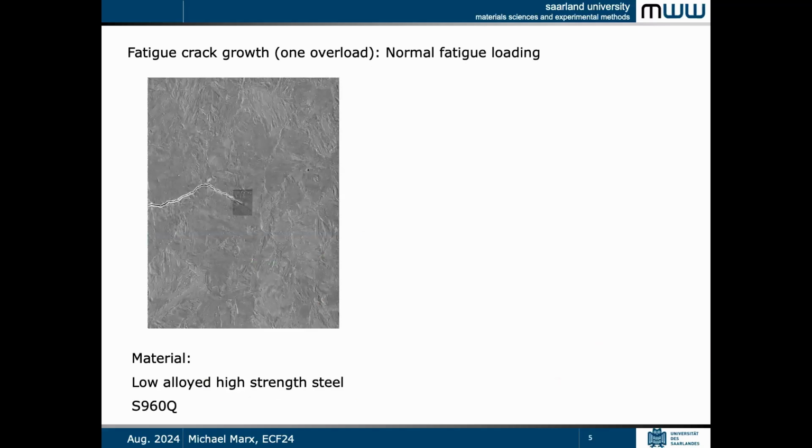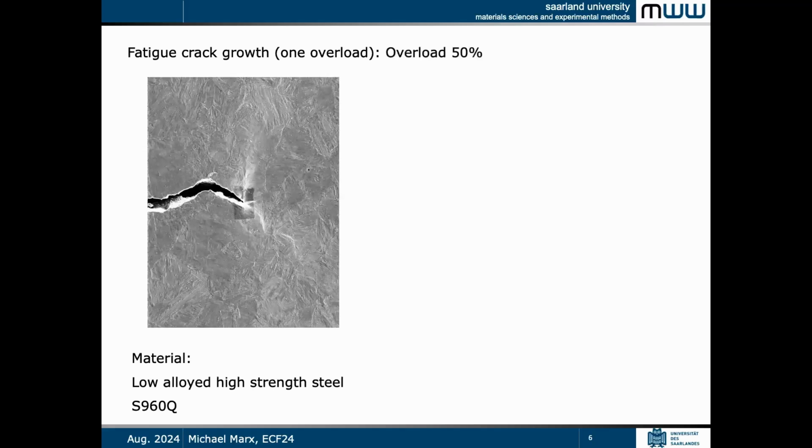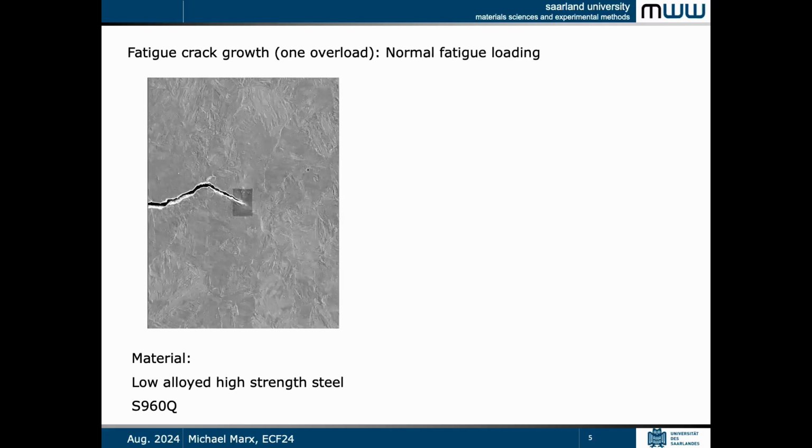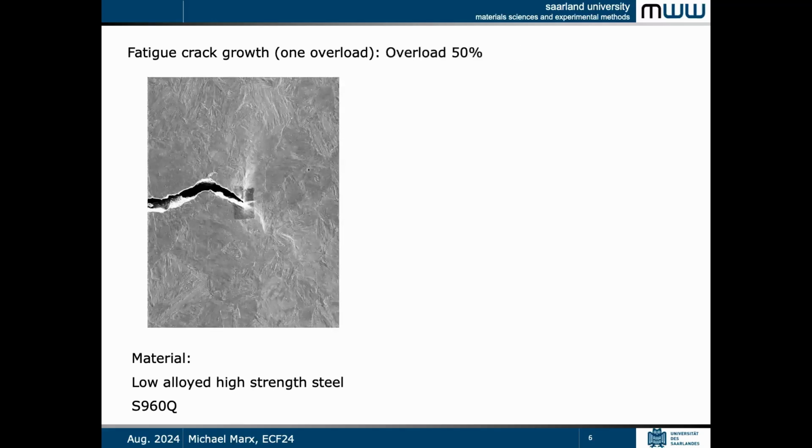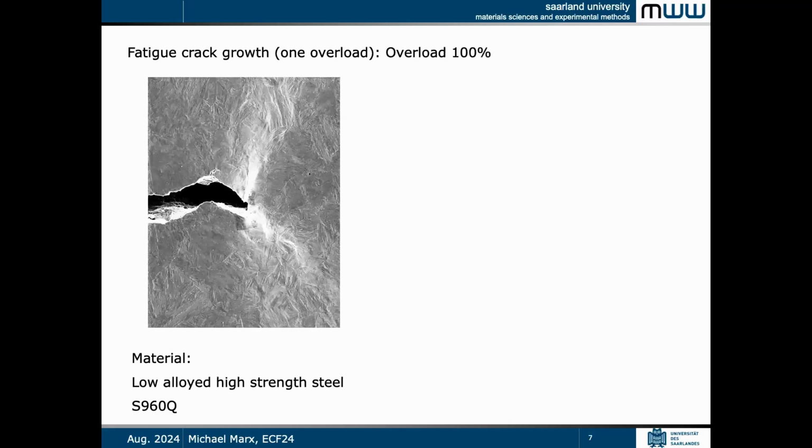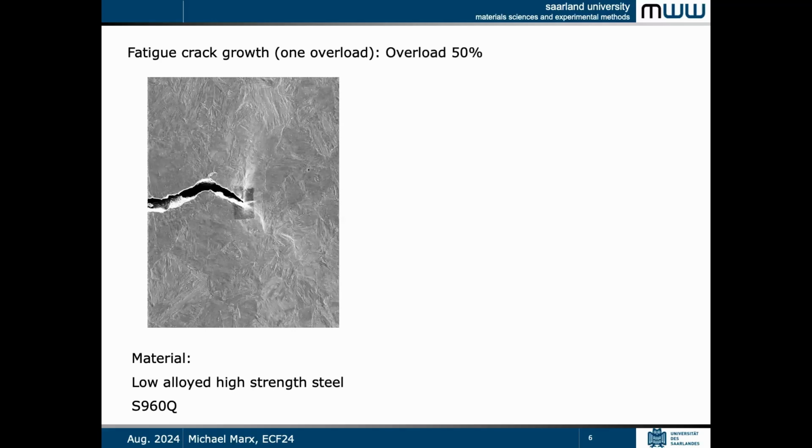And if you do so and make this in situ in the scanning electron microscope, then here you see the normal fatigue loading. Maybe you can see some plasticity in front of the crack, even here at this position. And now if you make an overload, 50% overload, then you have a huge plastic zone in front of the crack tip. You have huge plasticity here. And if you increase the overload, then it looks like this. In this case, the material was not a metallic glass. This was a low alloy high-strength steel.